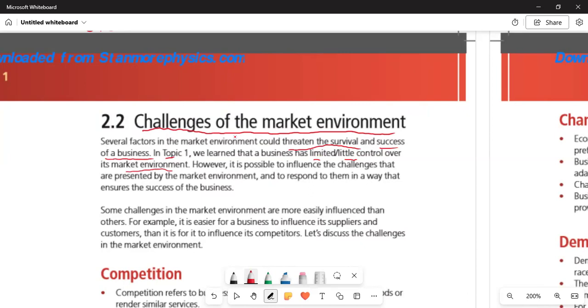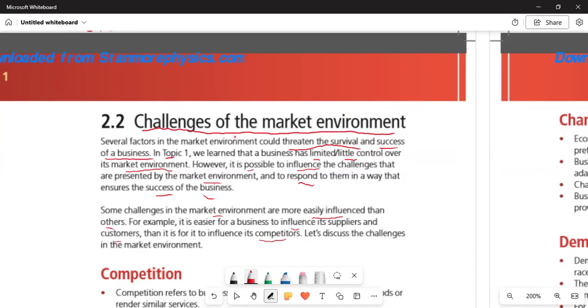It says, however, it is possible to influence the challenges that are presented by the market environment. They cannot fully control it, but they can influence it and respond in a way that ensures success of the business. Some challenges in the market environment are more easily influenced than others. For example, it is easier for a business to influence its suppliers and customers than it is to influence its competitors.